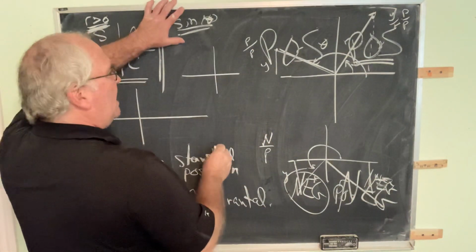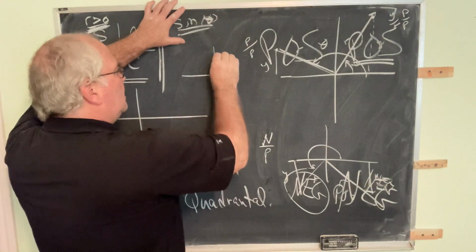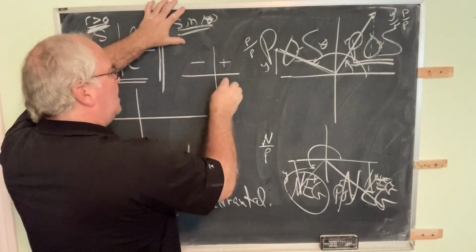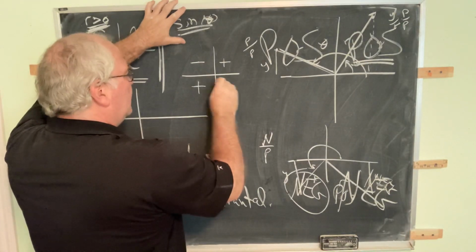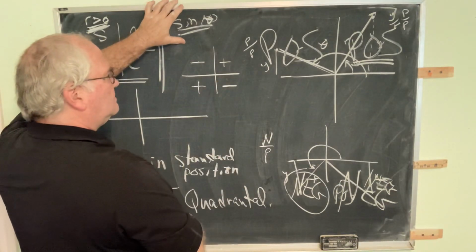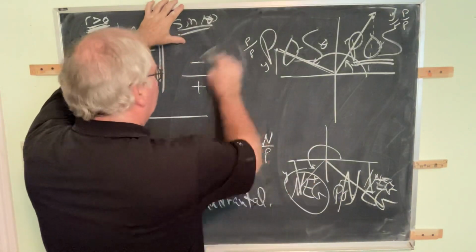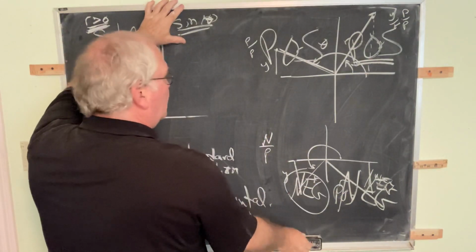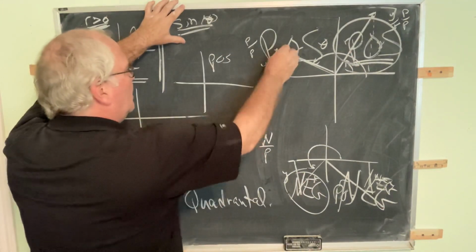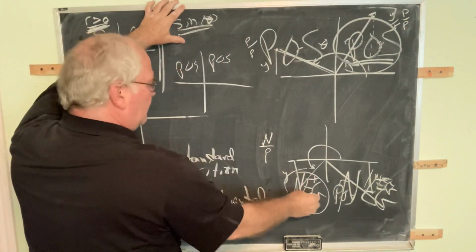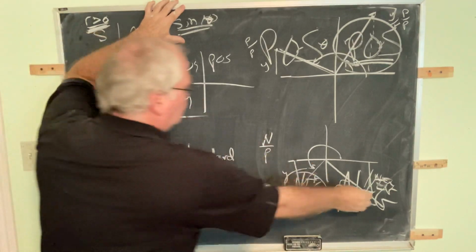If we're talking about the sine function, in quadrant 1 it's positive, in quadrant 2 it's positive, in quadrant 3 it's negative, in quadrant 4 it's negative. I said it backwards at first. Say that again: positive, positive, negative, negative.